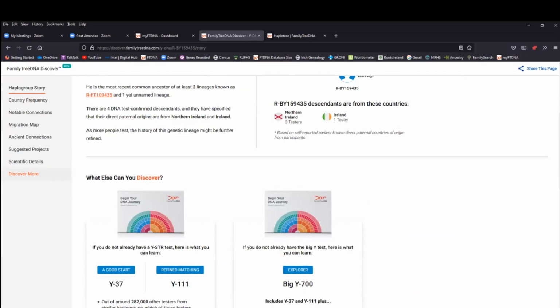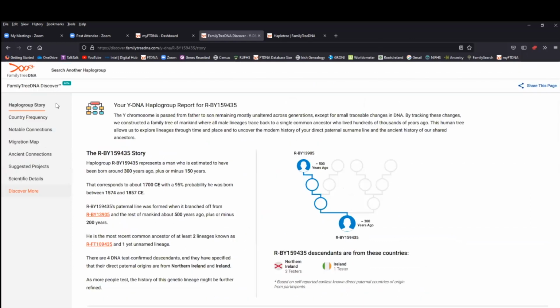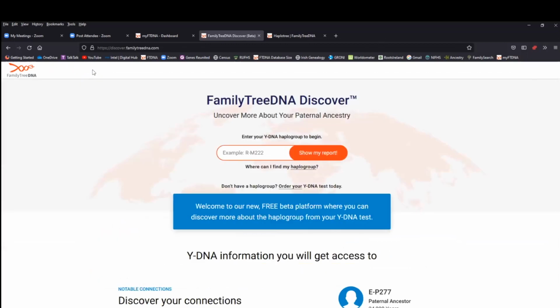see it. What was the one? Right, I have to get to a different group now. Oh yeah, it's at the top there. It's search another haplogroup. I couldn't see it. So what I'm going to do is just do RM269. And probably a lot of people have heard of that one, because that's a very common haplogroup.